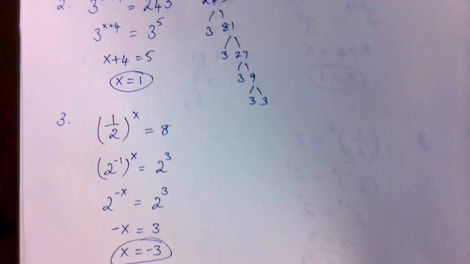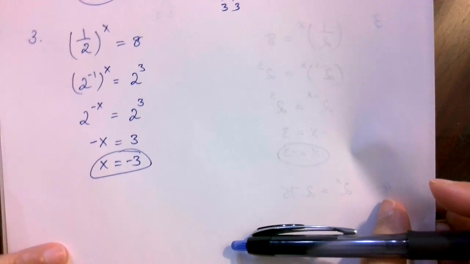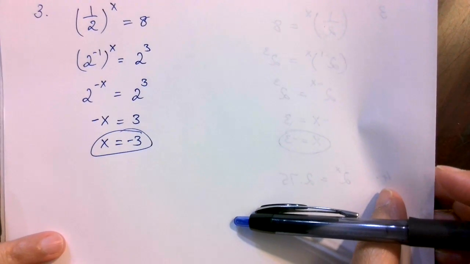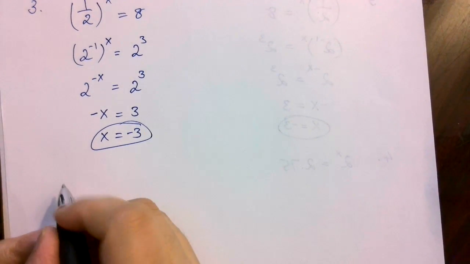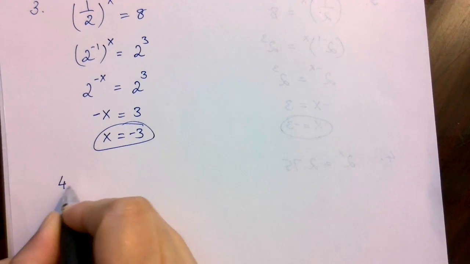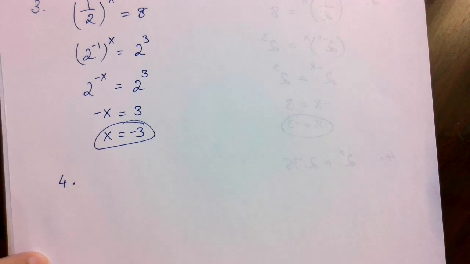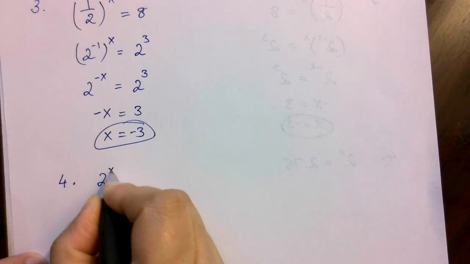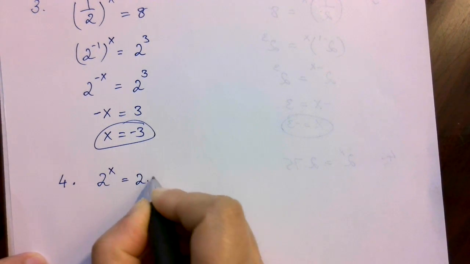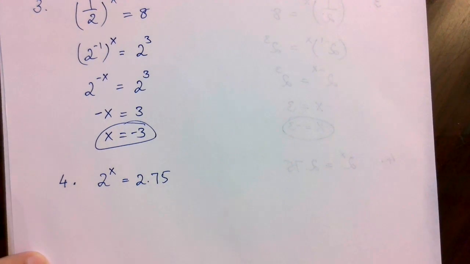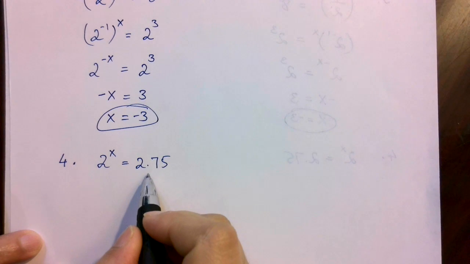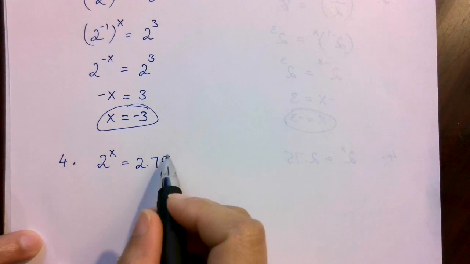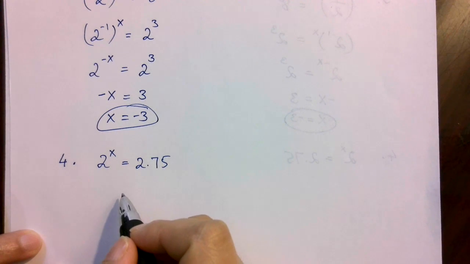I'm having a lot of fun. Let's move on. Number 4. Okay. Oh, this is a fun problem. 2 to the power of x equals 2.75. Okay. Now, that number cannot be written as 2 to the power of some whole number. Now, what do we do? How do we solve it?